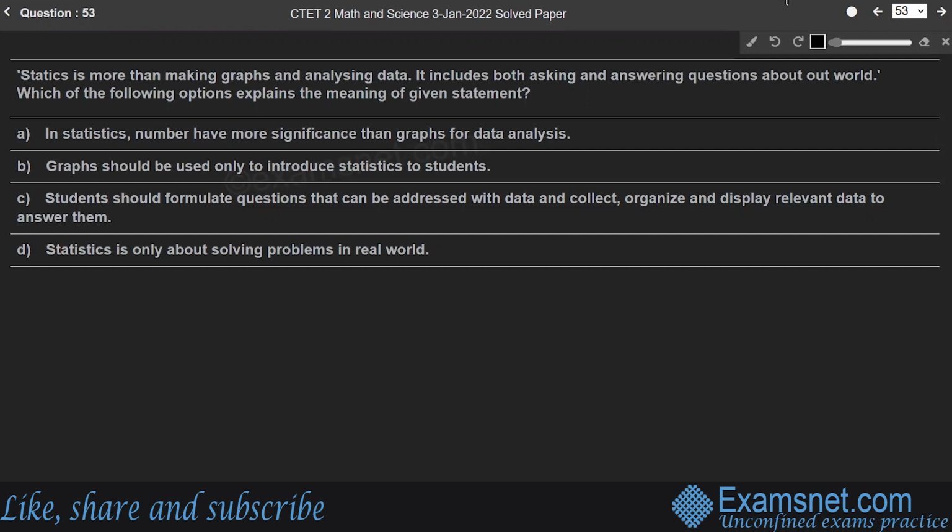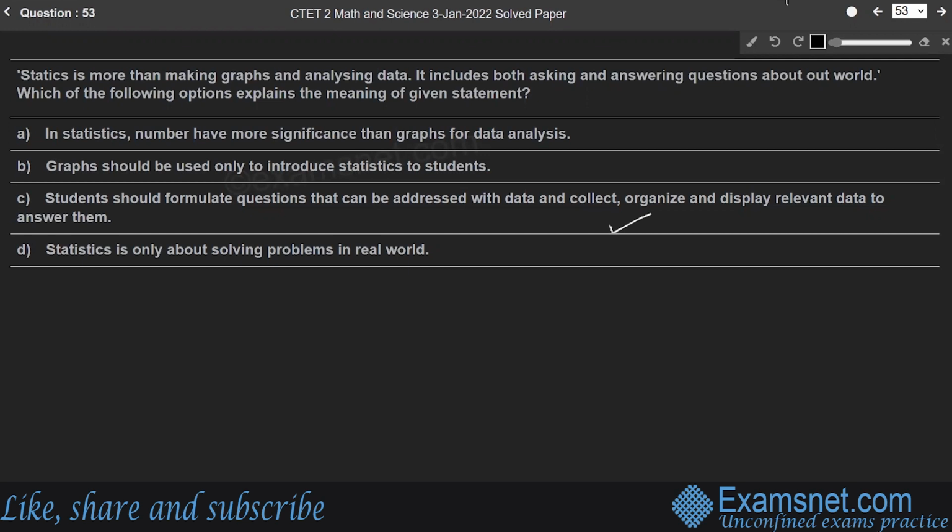Here, statistics is one of the most important topics that should be learned by the students in mathematics because it has many applications in real life. There are many situations in real life where the students need to use and apply the knowledge that they learned in statistics. Here, the correct option is students should formulate questions that can be addressed with data and collect, organize, and display relevant data to answer them.